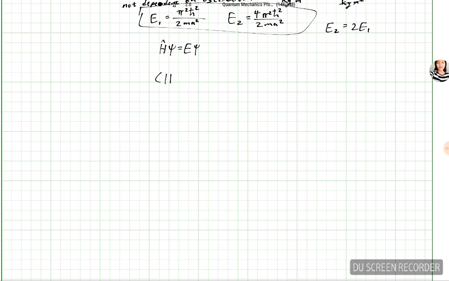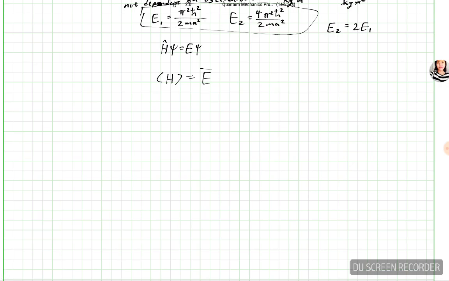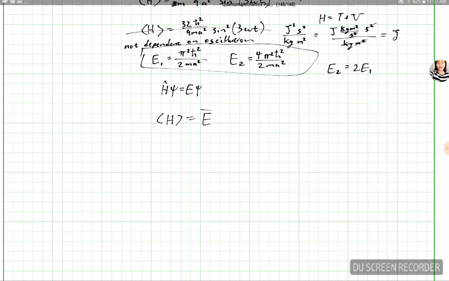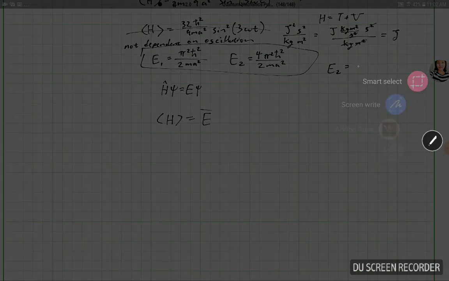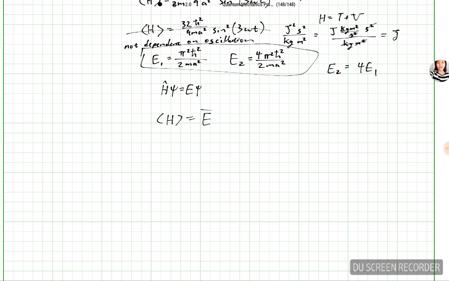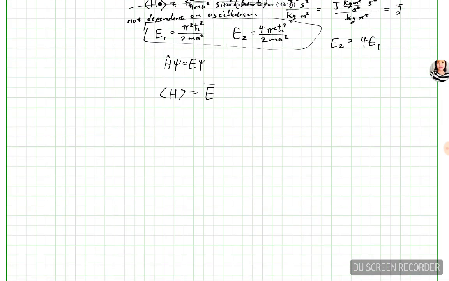So basically, my expectation of the Hamiltonian is just the energy average. So I have 2 energy states. Oh, I made a mistake here. That's 4 times, not 2 times, because that has a 2 and that has a 2. I don't know why I thought that was 2 times. Okay, so my expectation of my Hamiltonian is just my average energy.